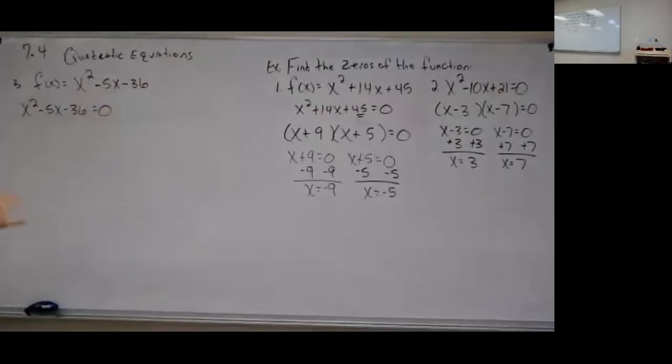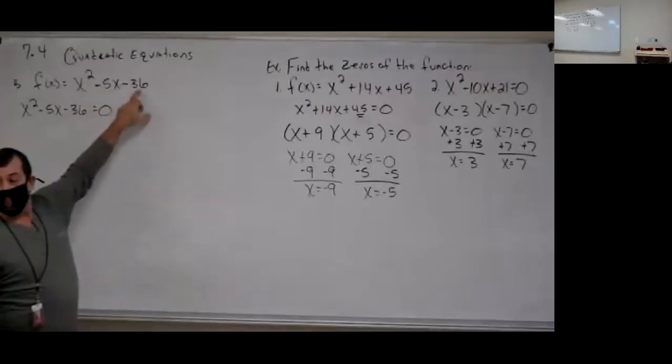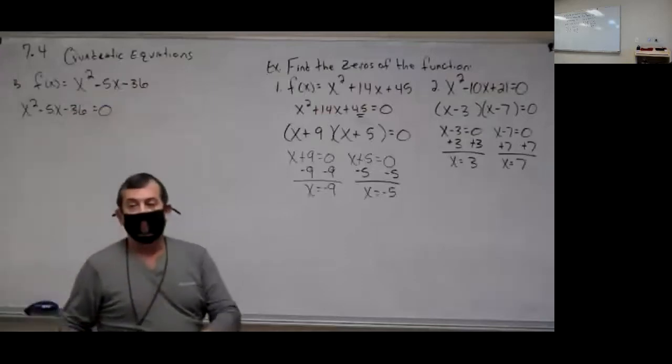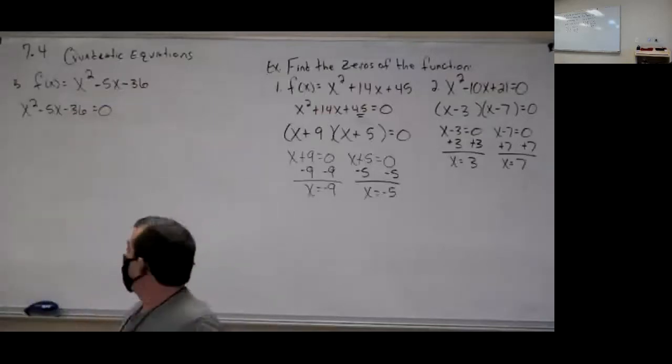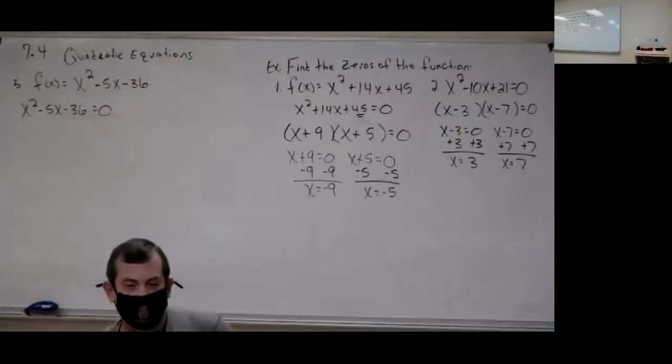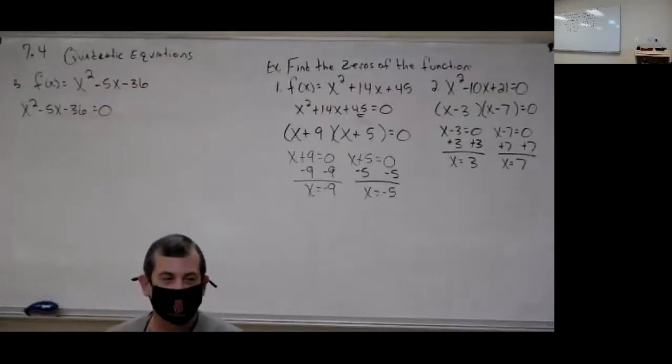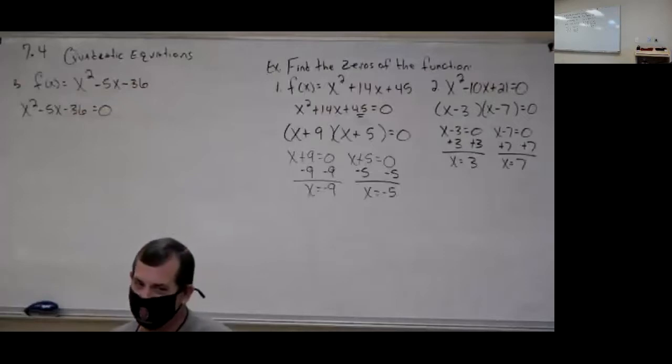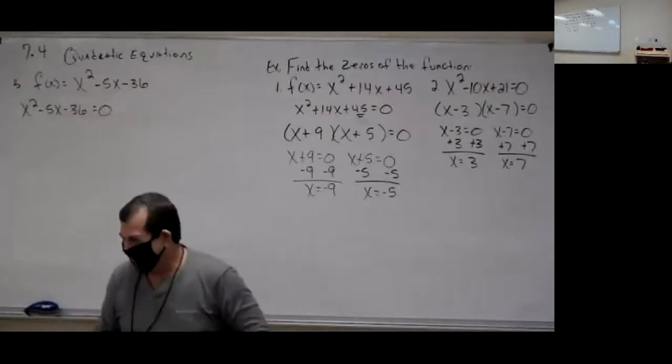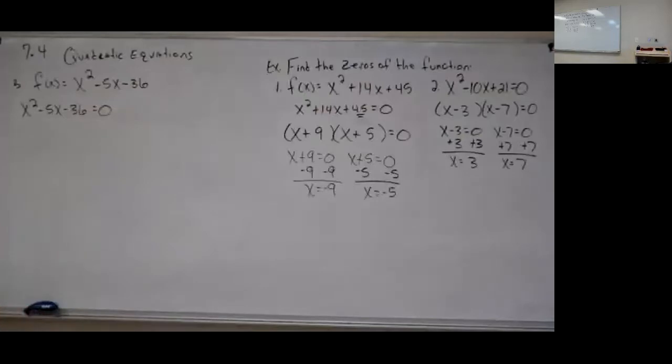So here's the difference between the first two and this one. This one has a negative at the end, which means the two factors you find have to have a difference of what's in that middle. Let's see. I want factors of my 36 that, when you subtract them, get me a 5. Yeah, there is one in there.